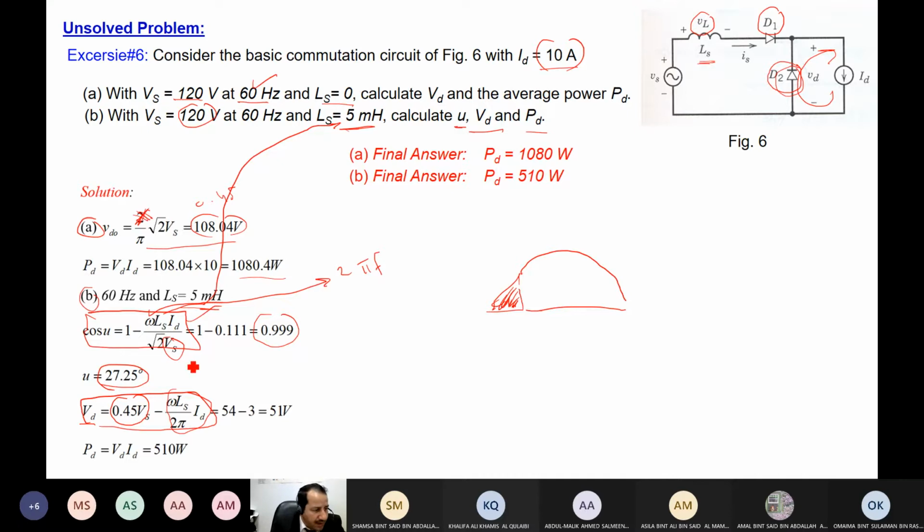Okay. Do we have omega? Yes, we have Ls. Okay. ID. So we substitute. Have a look. The ideal voltage is supposed to be 54. But because of the inductance, we lose 3 volts. So this needs to be subtracted. This is the voltage, lower than the ideal voltage. And when we multiply by 10, it gives me 510 watts.